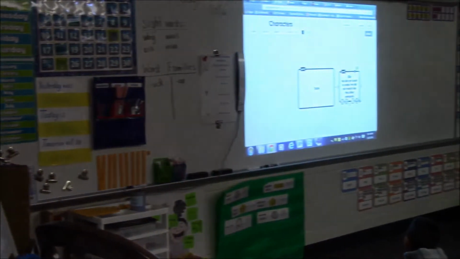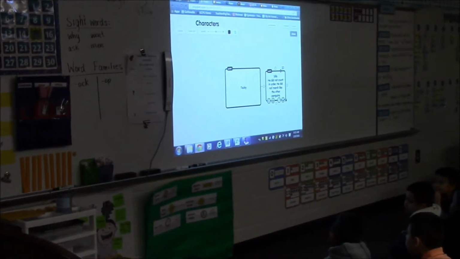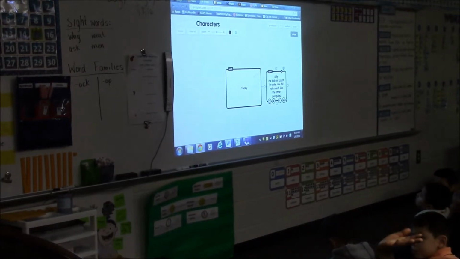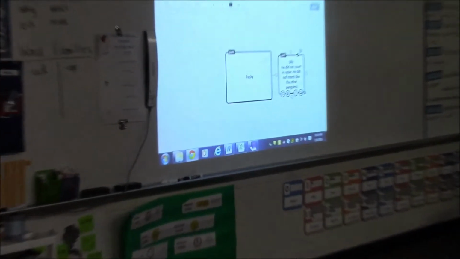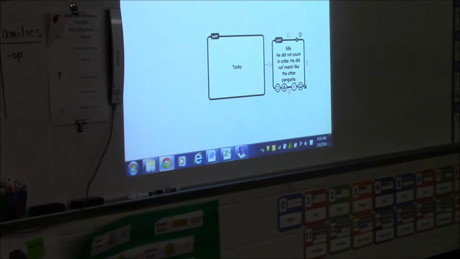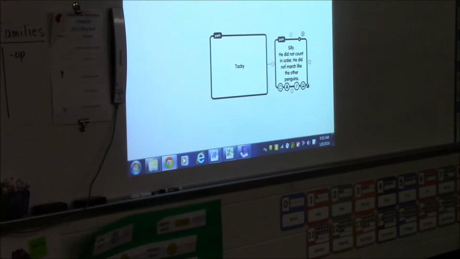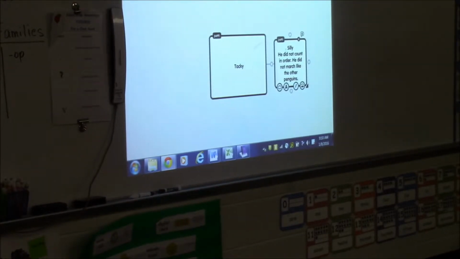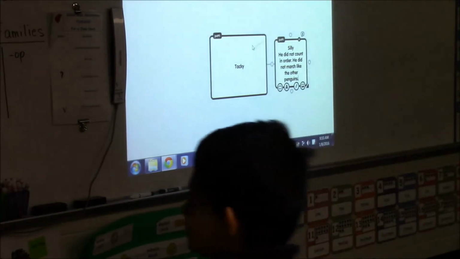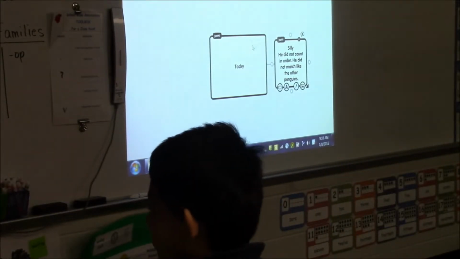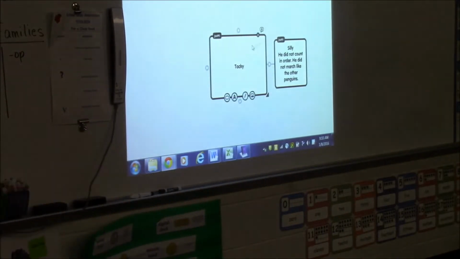Raise your hand if you can think of another character trait that maybe you remember from the story yesterday. Marcos. He was brave. Do you remember the evidence? He looked at the hunters. He didn't run away. Can you come up and see if you remember how to make a new thing? I'm going to just show you. You need to go back to the one that says Tacky because we don't have the little gray bubbles around Tacky. So you just click back on Tacky.